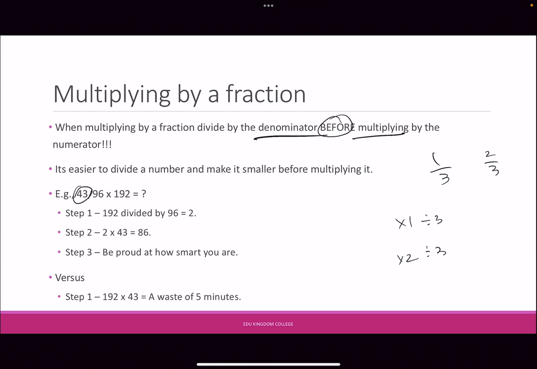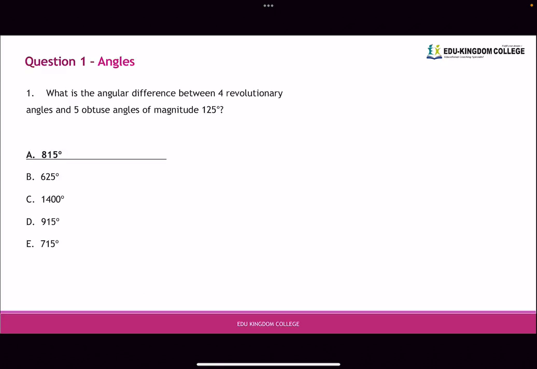We have a better example here on the left of how it actually saves time. If we have 43 over 96 times 192, and we divide first, 192 divided by 96 is going to equal 2, and whatever's left over is times 43. So 2 times 43 equals 86. Quick two-step maths, done. Whereas if we do 192 times 43 first, that's going to take a lot longer and be a lot harder, and we can't do it in our head, so it's going to be a lot slower. Keeping that in mind, let's get straight into the questions.